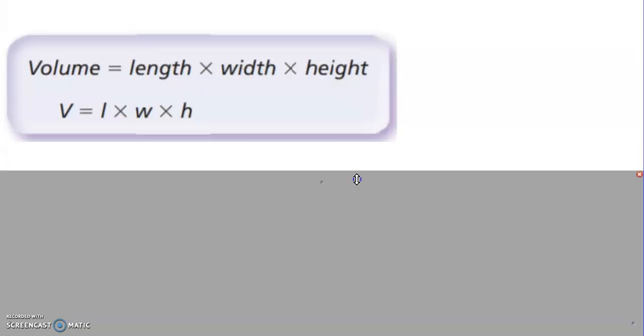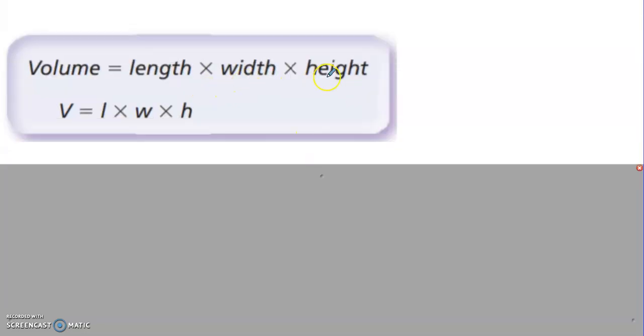So our first one, like I've been saying right now, is length times width times height. It is most commonly written as V equals L times W times H. Why is this? Well, V stands for volume, L comes from the first letter of length, W comes from the first letter of width, and H comes from the first letter of height. The only difference is the V is capitalized and the others are lowercase, okay?